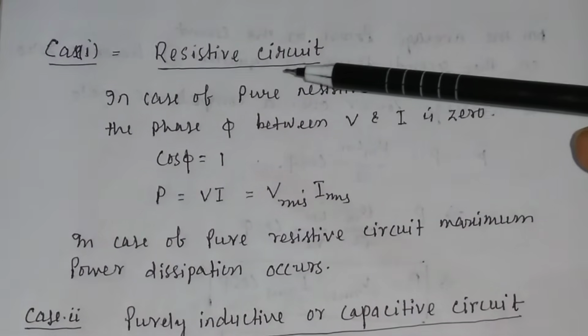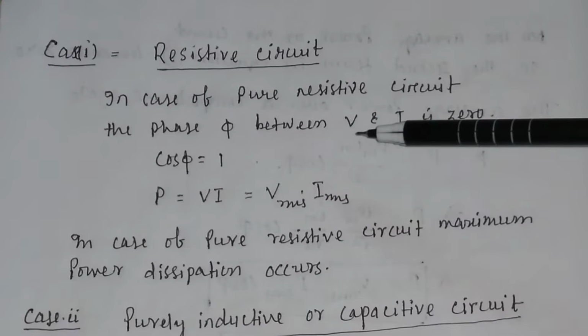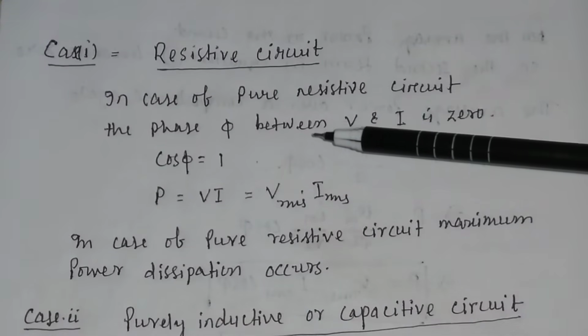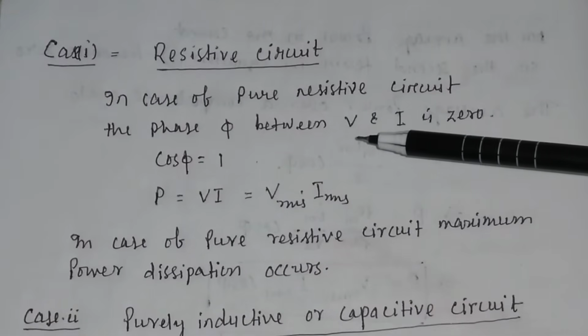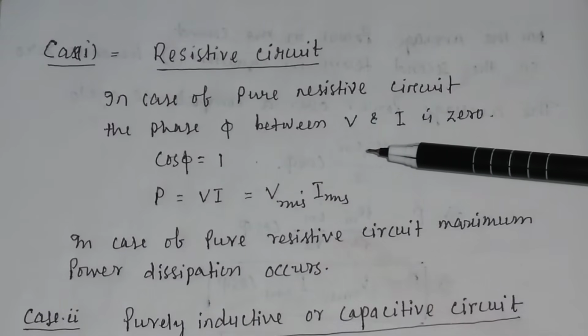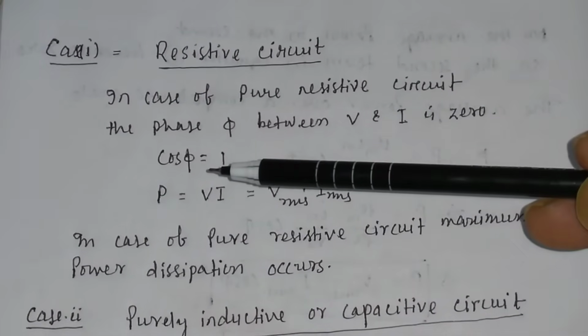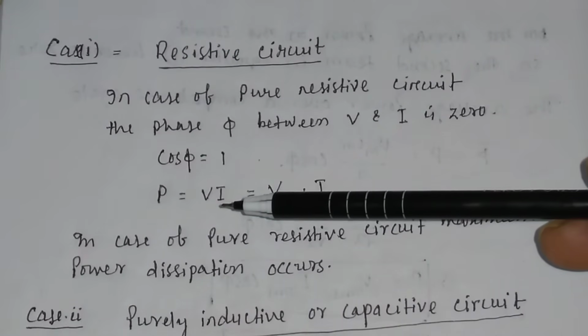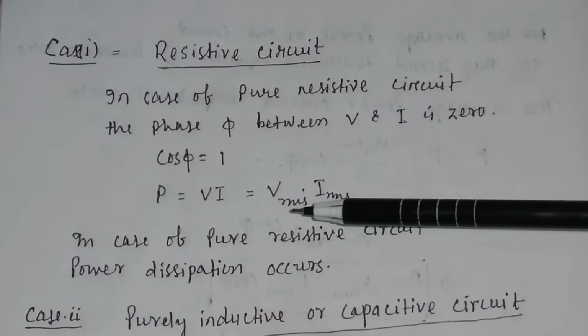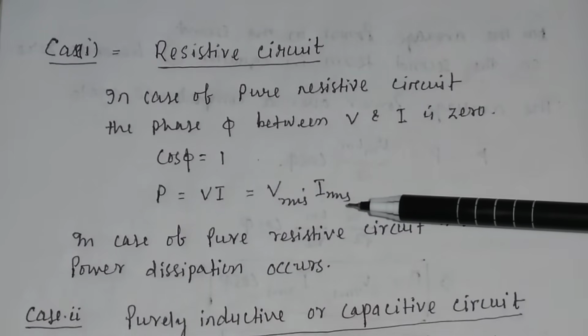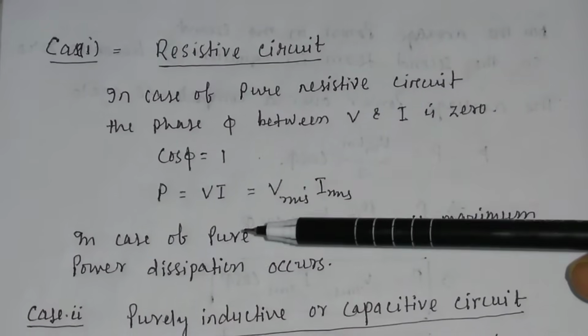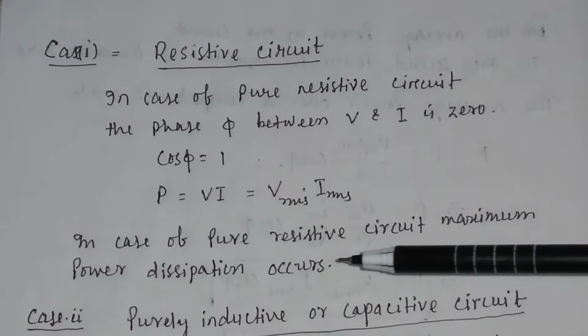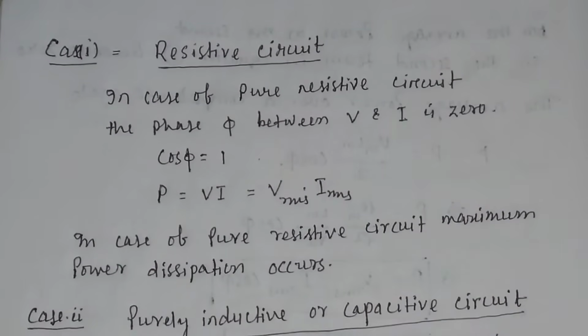Case 1, resistive circuit. In case of a pure resistive circuit, the phase angle phi between voltage and current is 0. So cos phi or cos 0 is equal to 1. So the power will be equal to the product of V and I, that is Vrms and Irms. In case of a pure resistive circuit, maximum power dissipation occurs.